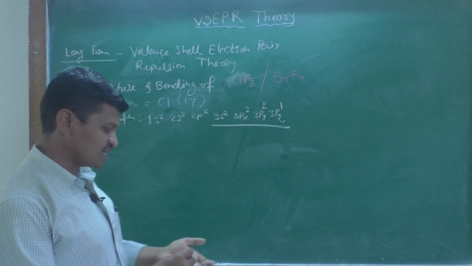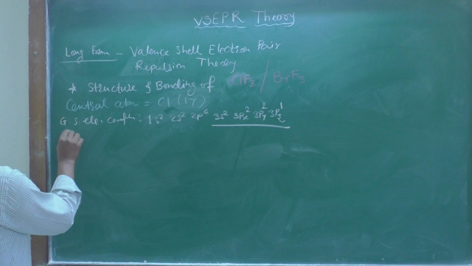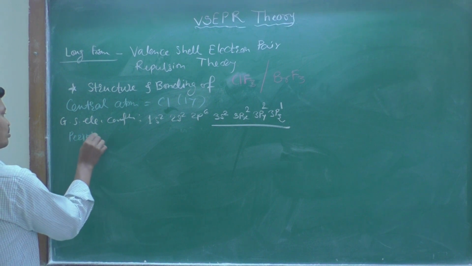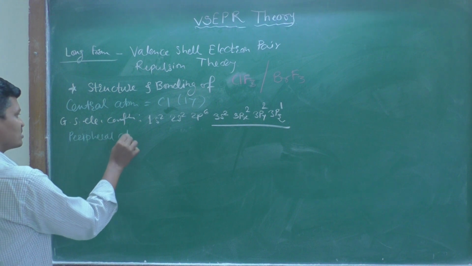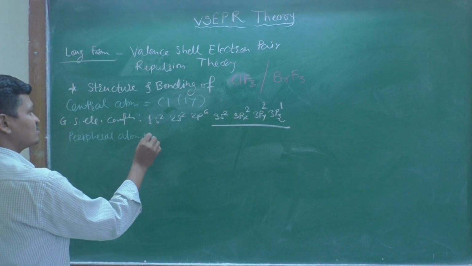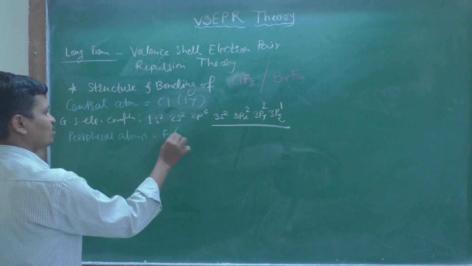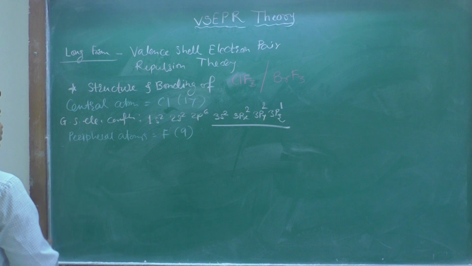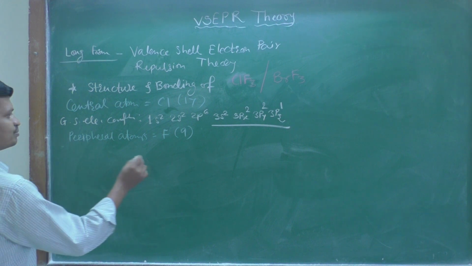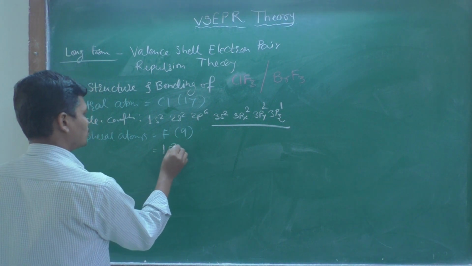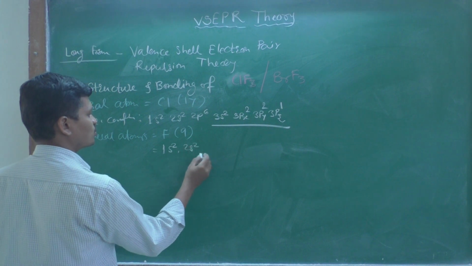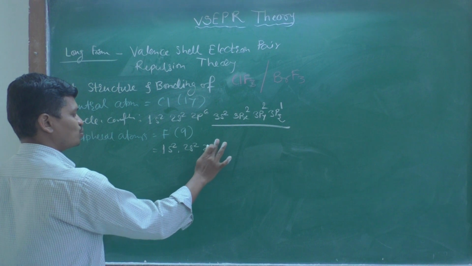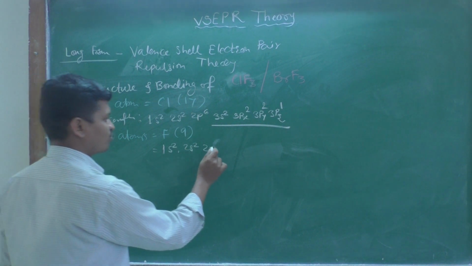So the peripheral atoms are fluorine, all are the same atoms and these are fluorine. The atomic number of fluorine is 9, all are equivalent atoms. So the ground state electronic configuration of this fluorine is 1s2, 2s2, 2p5.